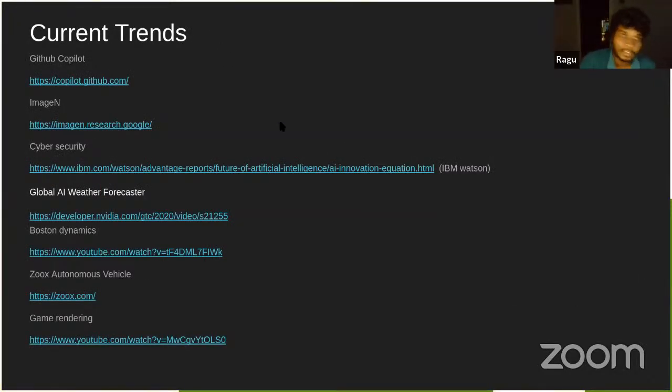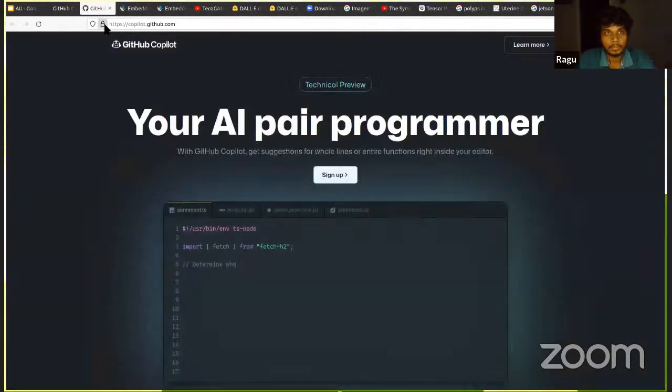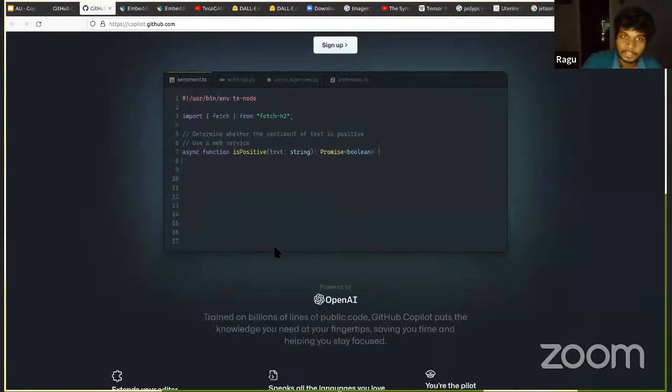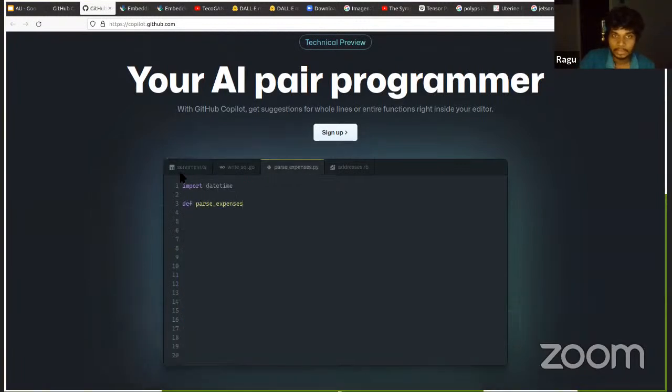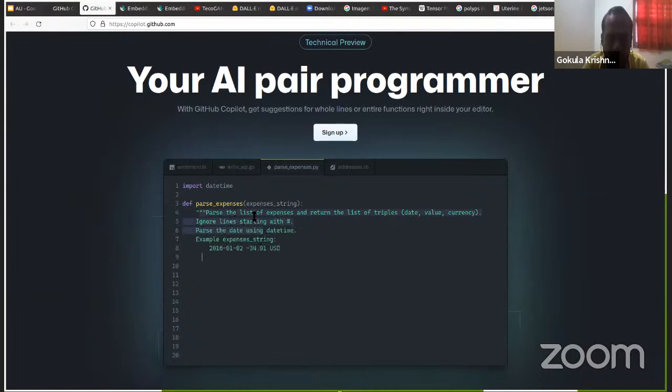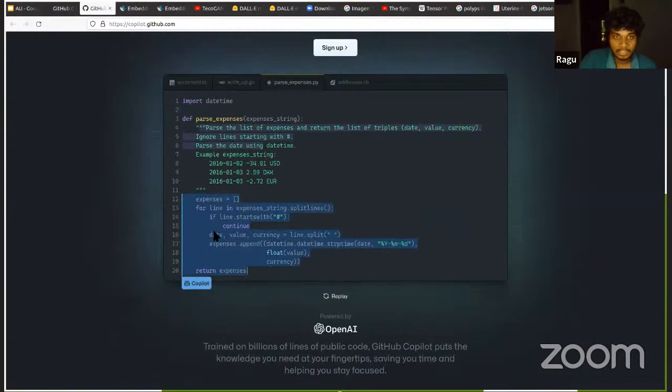So we'll look into the current trends in deep learning. There is something known as GitHub Copilot. I think most of us have heard of this. This is an AI model which scares people like us, because it does the process which we are doing now. You just give the statement of what you want, click generate, and it will automatically generate that function. You don't have to write code.